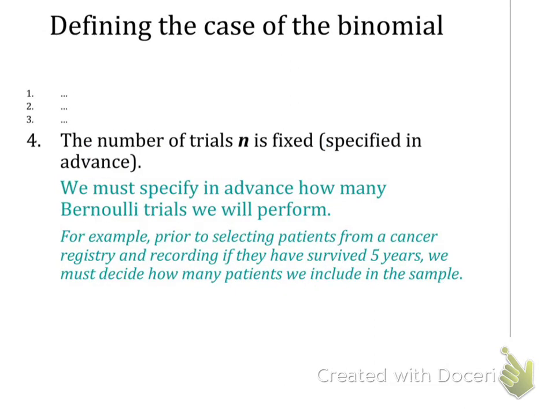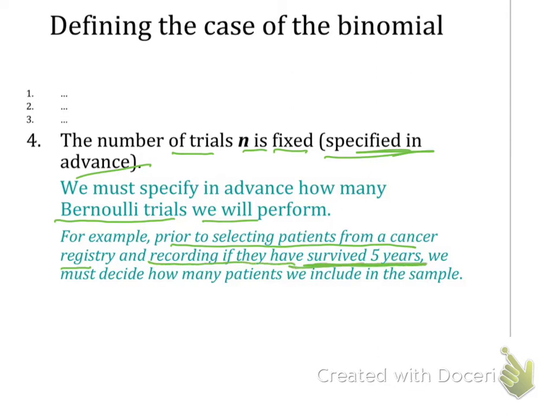The fourth one here is that the number of trials N is fixed. We have to specify this in advance. You must specify in advance how many Bernoulli trials you will perform. For example, prior to selecting the patients for a cancer registry and recording if they have survived 5 years or not, we must decide on how many individuals will be included in our sample in advance, in order to make sure it is a random sample and you have set the basis, because the basis of the experiment should not be altered later on. These are the 4 rules which have been set by Bernoulli in his trial.